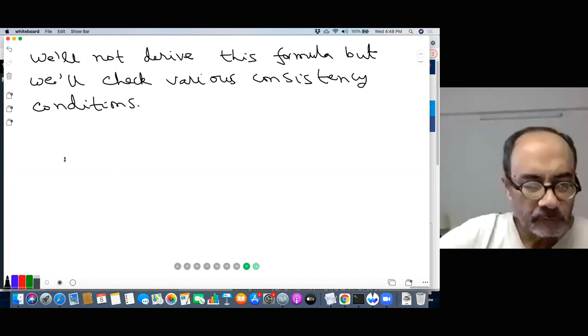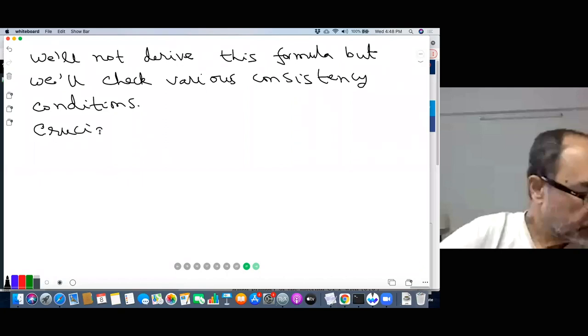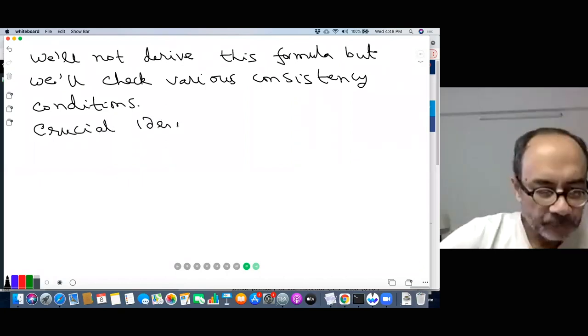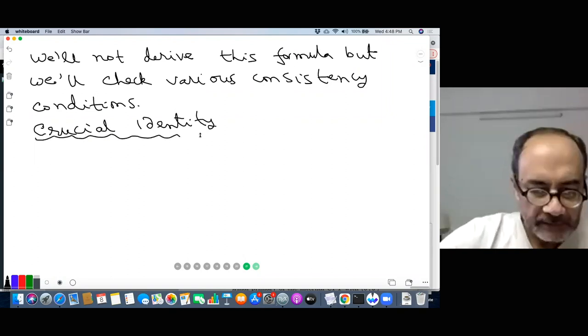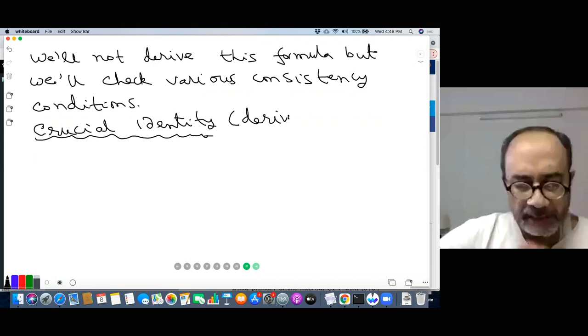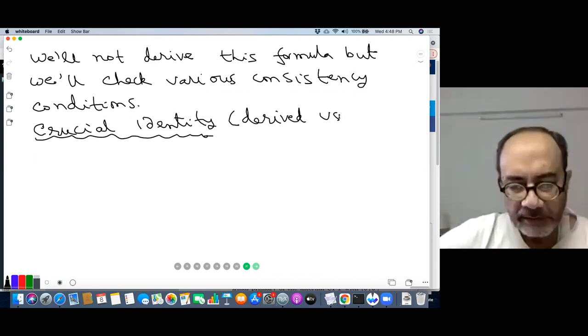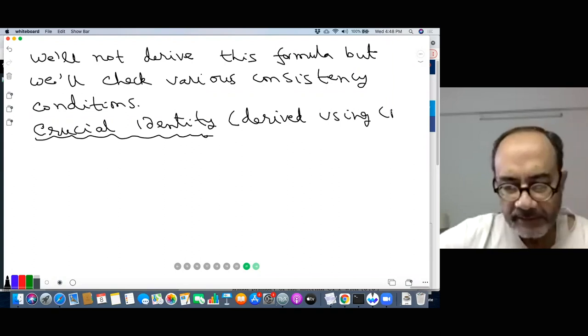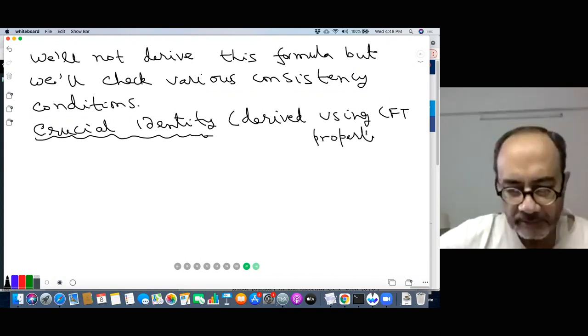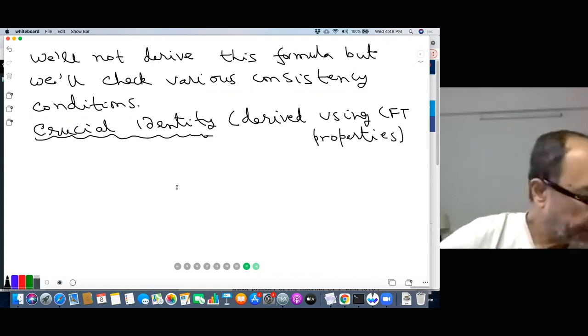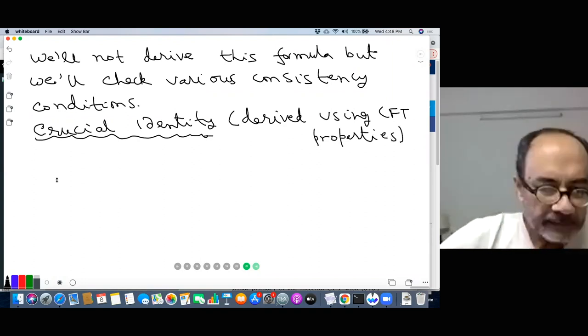To do that, we need a crucial identity that this omega satisfies. And this, in fact, is derived using CFT properties. It doesn't require anything else. But let me write down the identity. The identity goes as follows.